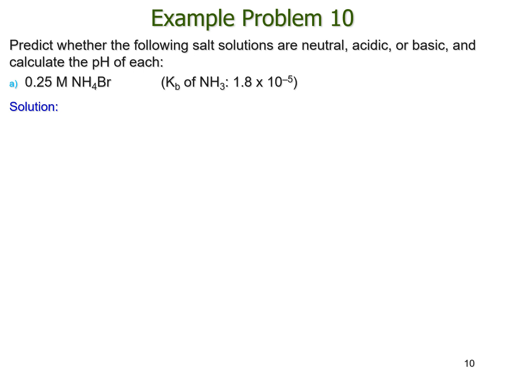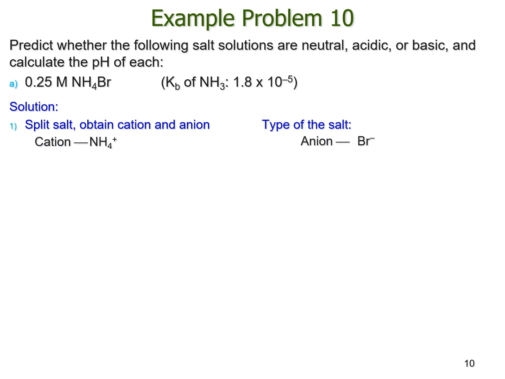So let's put this into action once we understand what our approach is. Ammonium bromide. Remember, first step, we split the salt so we can obtain cation and anion. Ammonium bromide: cation is ammonium, anion is bromide. For cation, we add OH minus. It's going to be a weak base because it's ammonium hydroxide. Bromide, by adding H plus to it, is HBr. It's a strong acid. So the type of salt, strong acid, weak base, acidic or basic? Acidic.